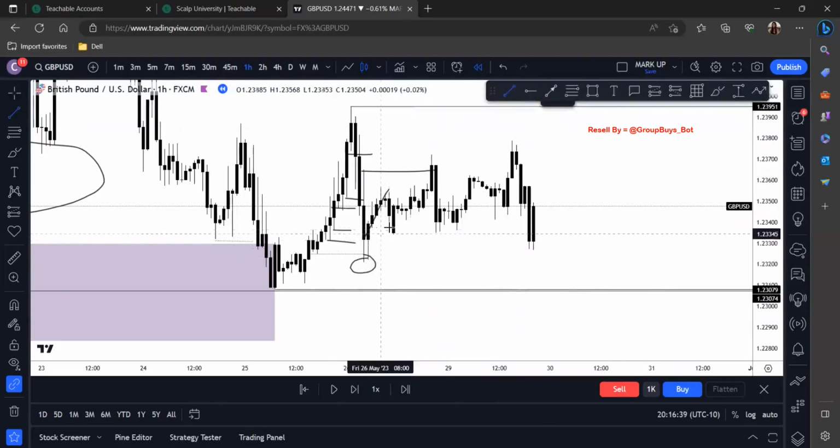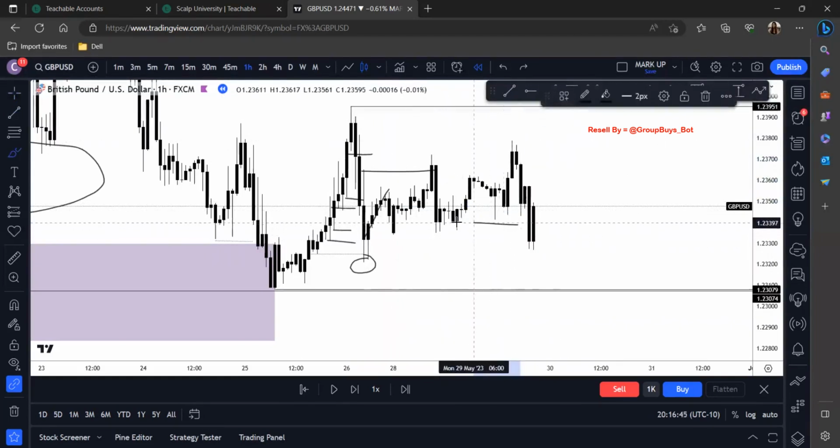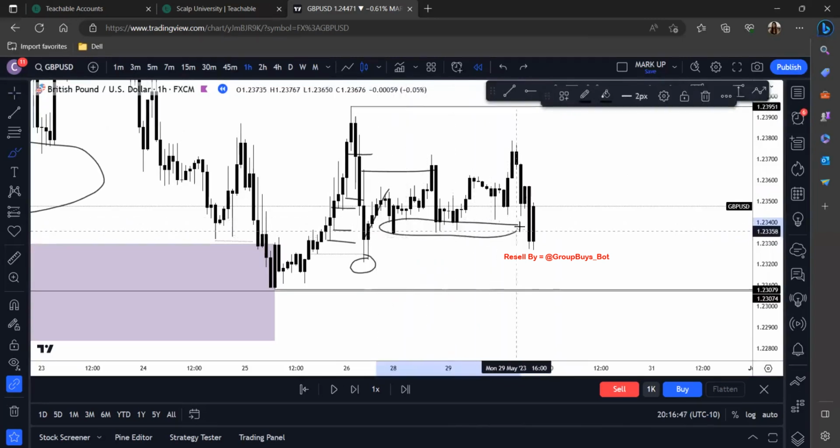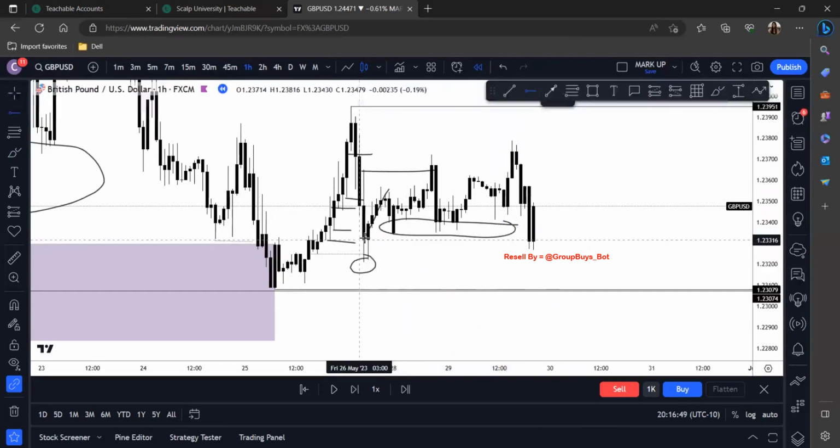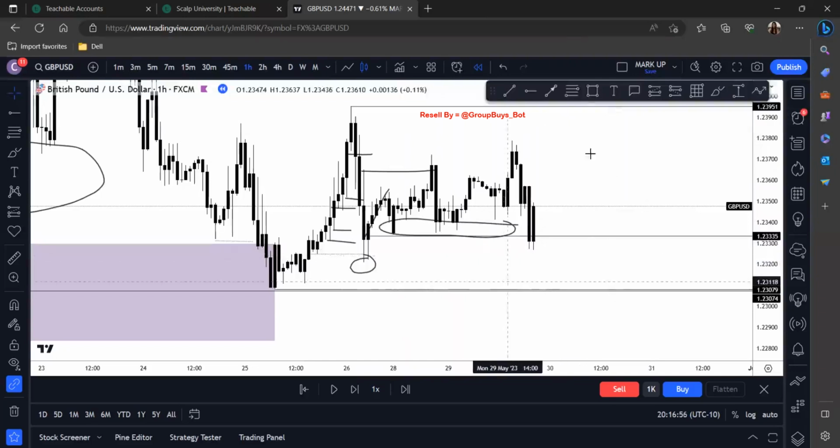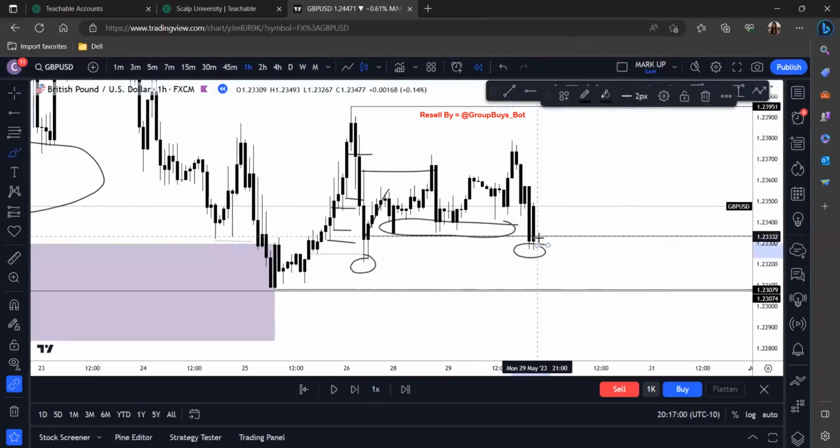Price took out liquidity. We see this built up liquidity right here. What happens? Entry will just be right below it, right here. Entry just below liquidity. And what happened here? Reaction. And what's going to happen? We're going to break highs, right?